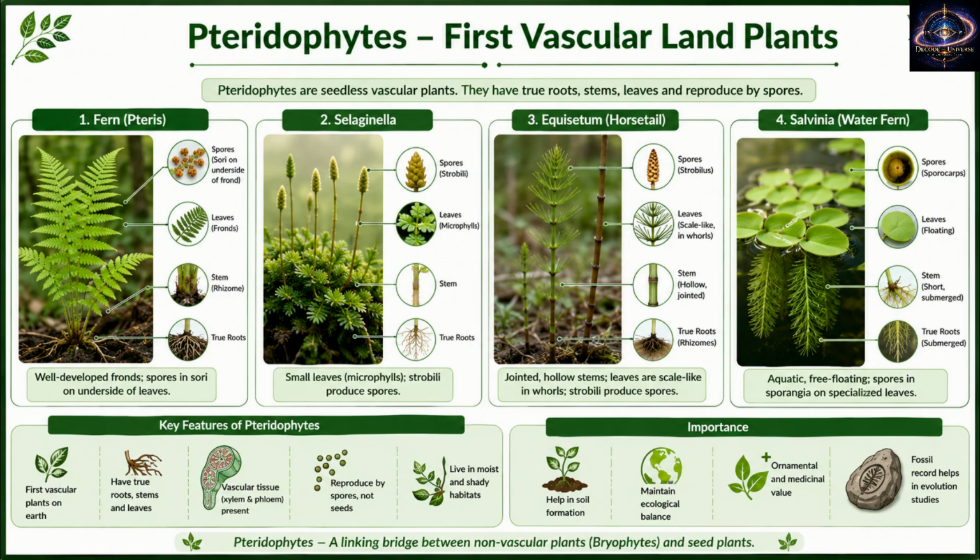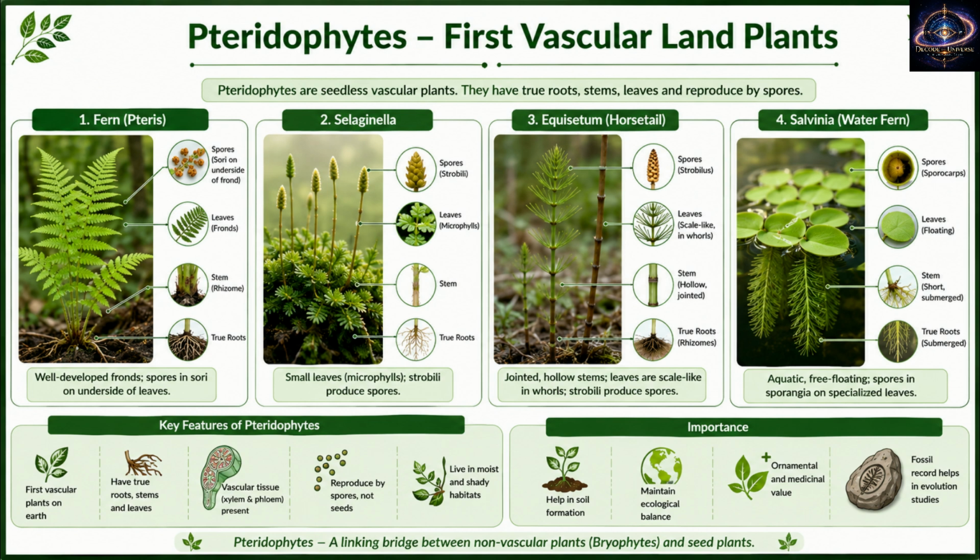Gymnosperms are adapted to harsh conditions. In conifers, needle-like leaves reduce surface area. Thick cuticle and sunken stomata reduce water loss. Gymnosperms are heterosporous. They produce microspores and megaspores. Male cones produce pollen grains. Female cones bear ovules. Pollen grains are carried by air. After fertilization, zygote becomes embryo and ovule becomes seed, but the seed is not covered by fruit.